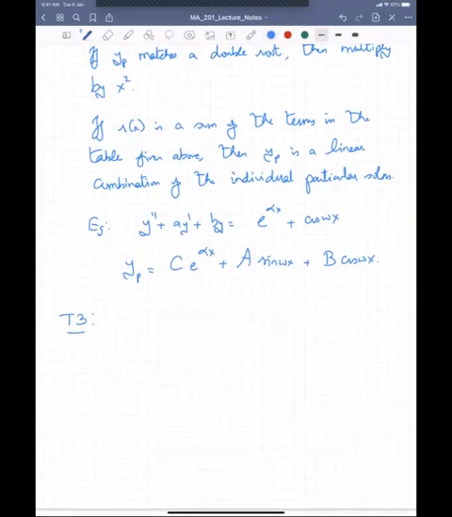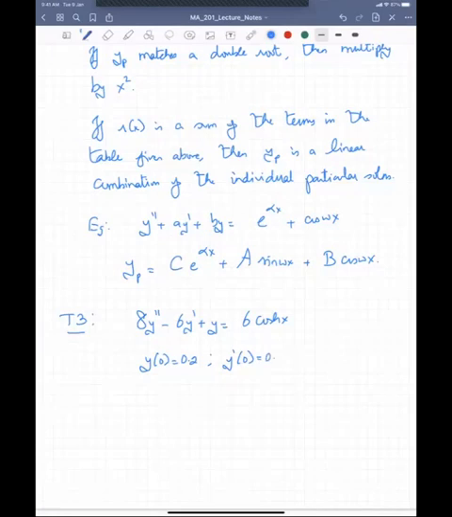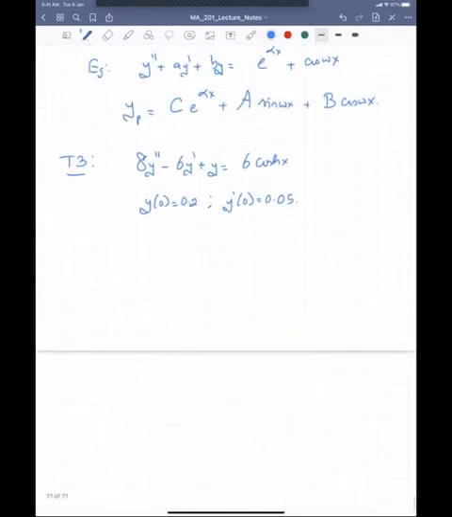One of the problems in your tutorial section last week was 8y double prime minus 6y prime plus y is 6 cosh x. The initial values are y of 0 is 0.2 and y prime of 0 is, I don't know, 0.05, whatever it is. So how will you solve this initial value problem?